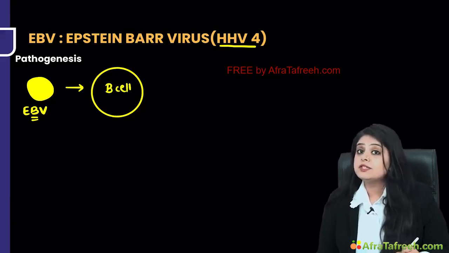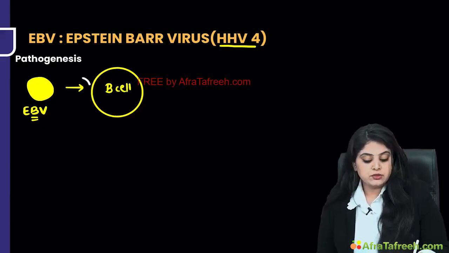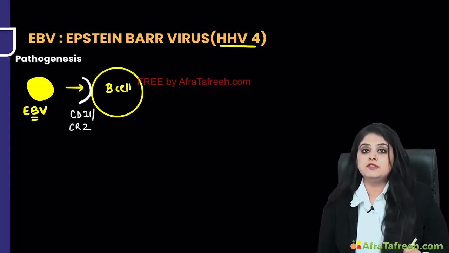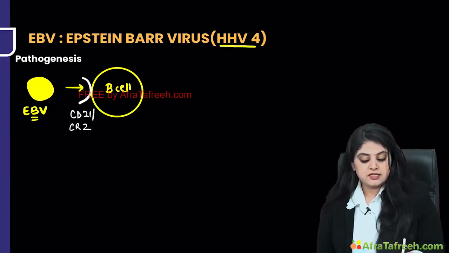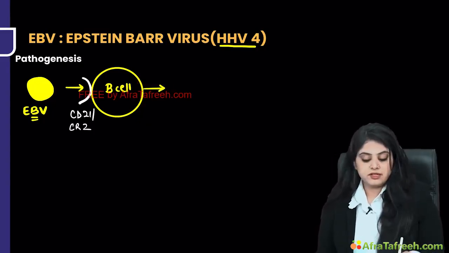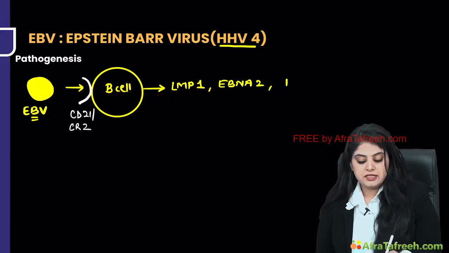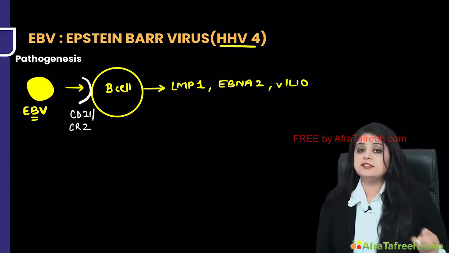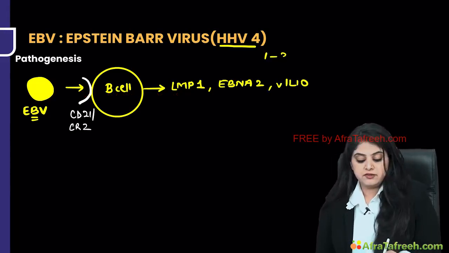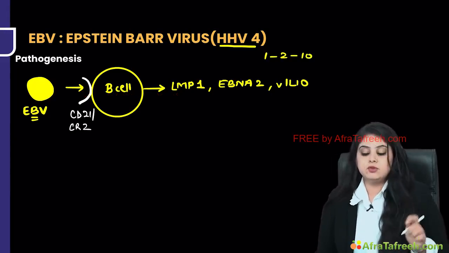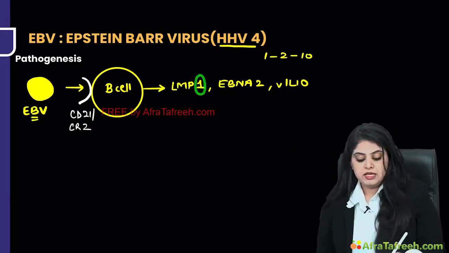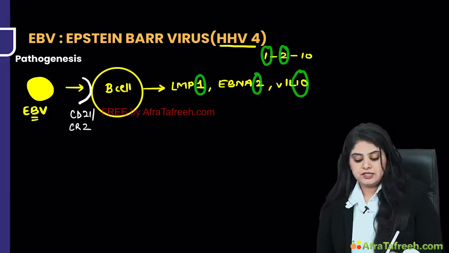Question 1. How does it enter the B cell of the body? It is going to go and enter via a receptor called CD21 or CR2. Again, a previous year question. Once it has entered, what are the genes that Epstein-Barr virus is going to have? It has LMP1, it has EBNA2, and it has interleukin 10. The virus has interleukin 10. So what does it have? It has 1, 2, 10, means it has LMP1, it has EBNA2, and it has interleukin 10.